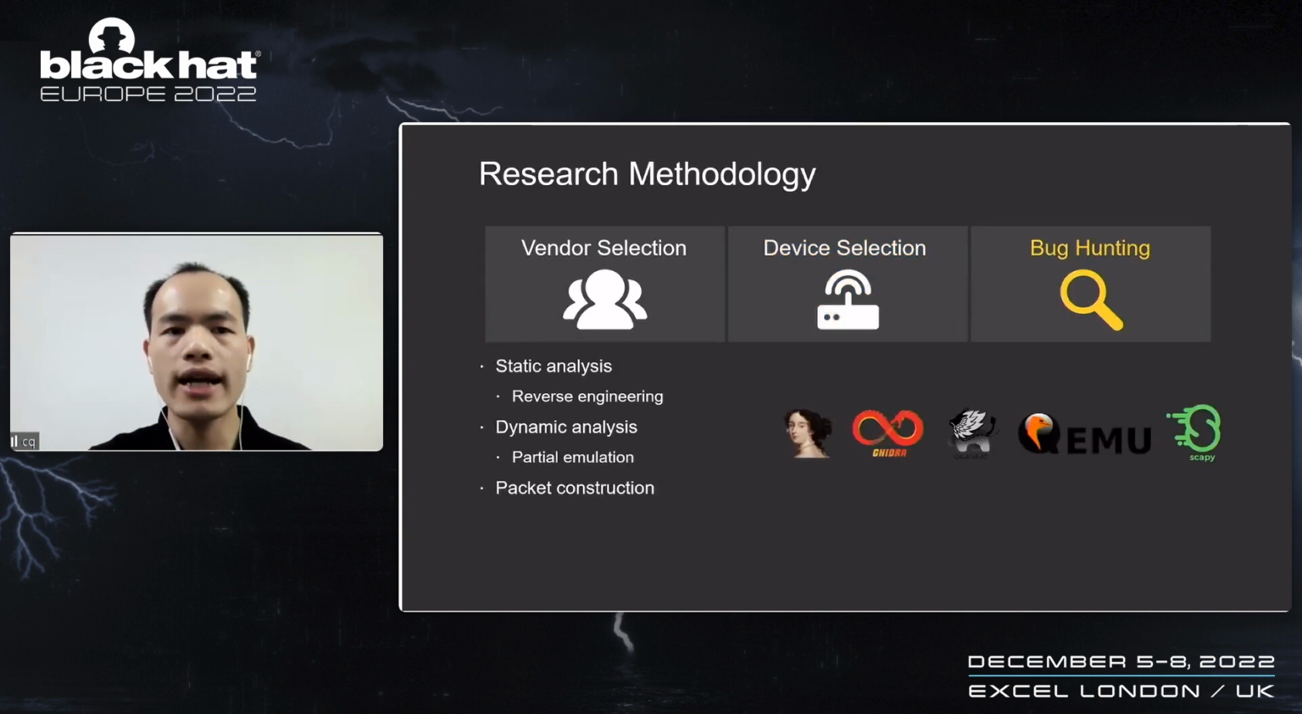With a list of target devices, the next is bug hunting. Since there are many different devices, static analysis is our main approach. Of course, dynamic analysis is used for verification if necessary. We choose to use emulation instead. As for packet construction, the powerful Scapy framework is used.